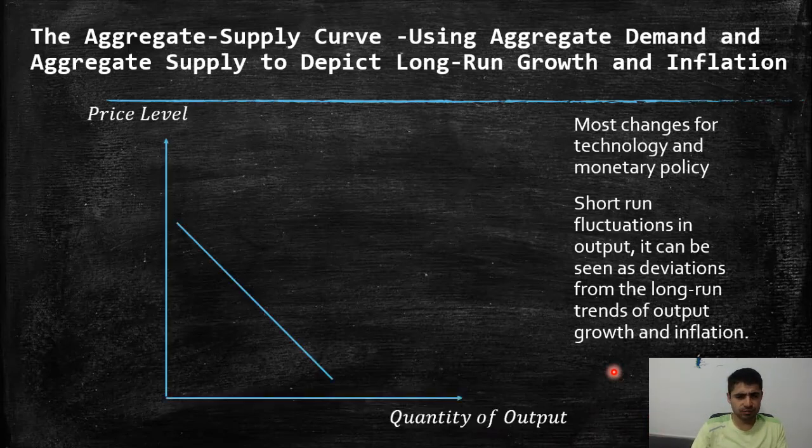So here we have exactly the same situation. Let's graph the situation in 1990. We have here a level. This LRAS stands for long-run aggregate supply.